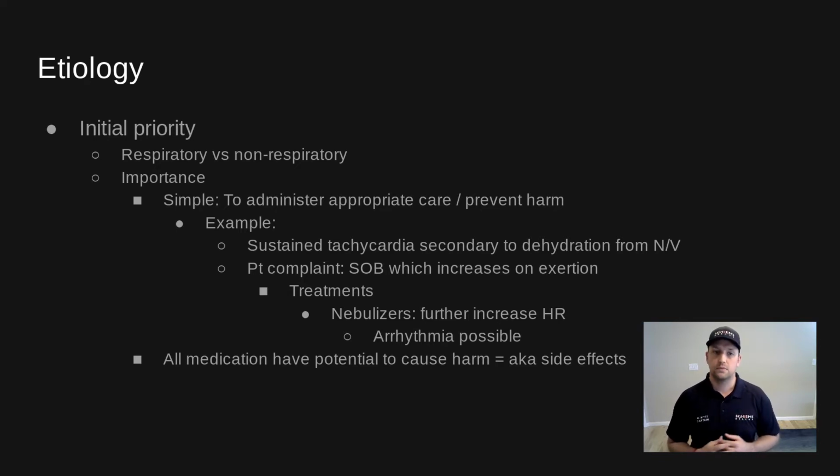A short example, you have a patient with sustained tachycardia, which is secondary to dehydration from nausea and vomiting. The patient's complaint, though, is shortness of breath, which increases upon exertion. The patient has a history of COPD or asthma, and this situation has caused an exacerbation of that. And so you administer albuterol, which will then further increase the heart rate and potentially cause an arrhythmia. Remember that all medications have the potential to cause harm, aka the side effects.